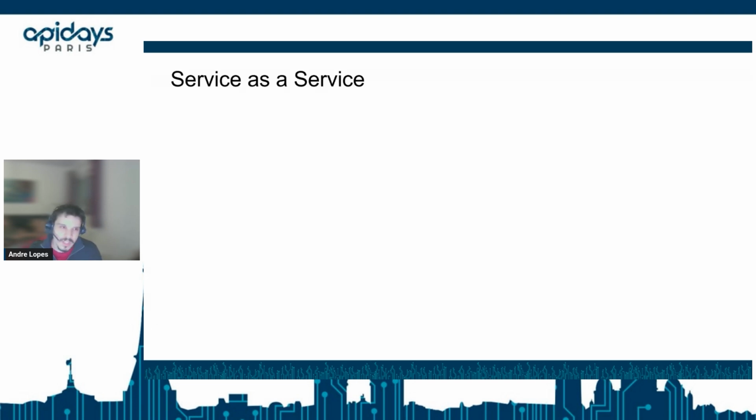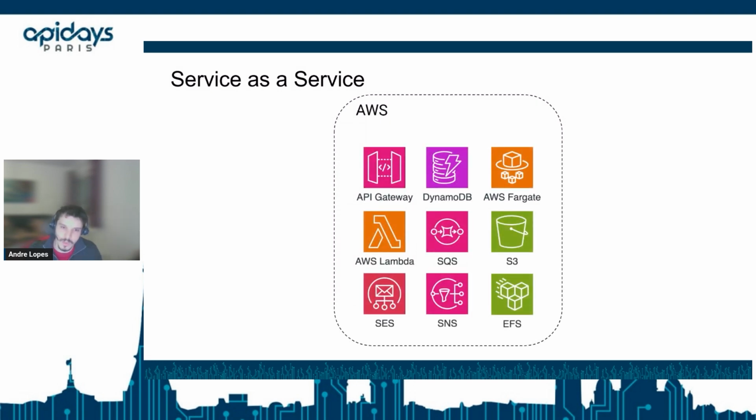I like to call it service as a service because you are going to be interacting directly with cloud services. And these are not just Lambda functions. So in AWS, anything that you don't have to provision is considered serverless. So, for example, API Gateway, DynamoDB, Fargate, Lambdas, SQS, S3, SES, SNS, EFS. These are all serverless services.